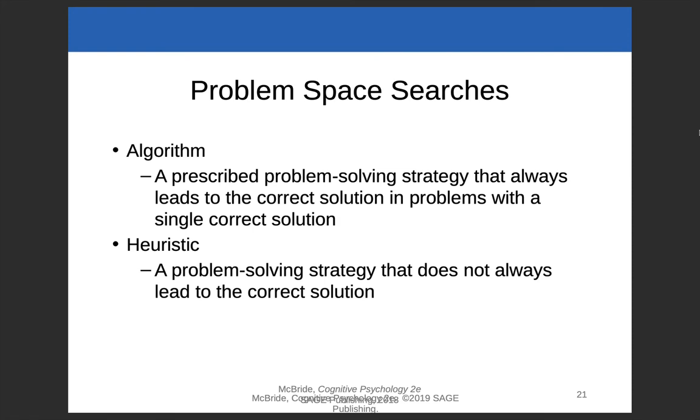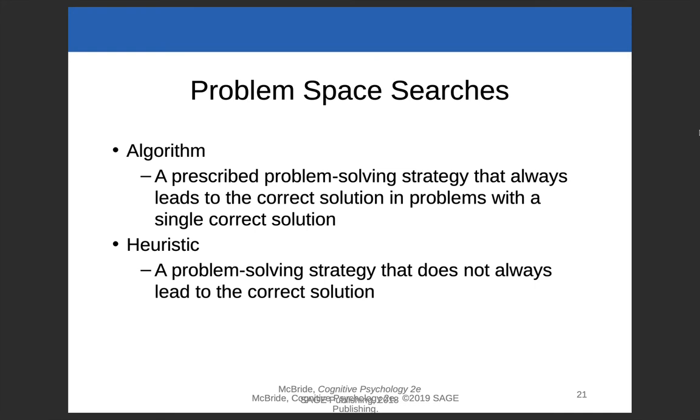This is a very basic fundamental distinction that applies to a lot of different areas, not just cognitive psychology, but also computer science, decision science, lots and lots of other branches of knowledge use these terms and these concepts of an algorithm and a heuristic. An algorithm is like a recipe. It's a prescribed, laid out problem solving strategy that always leads to the correct solution in problems with a single correct solution. So it's great for those types of problems where you only have one correct answer.